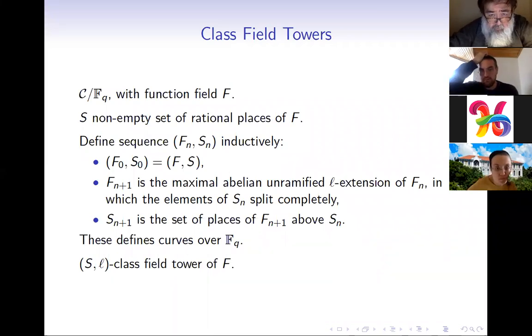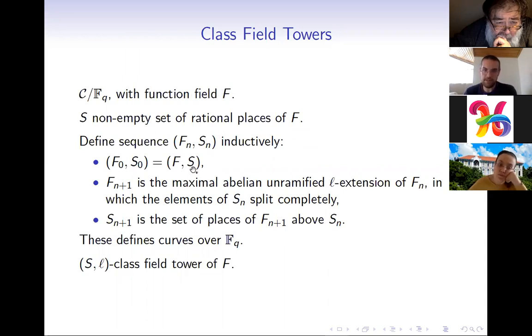I won't go too much into the details about class field towers, but let me just give you the main idea. Rather than looking at the curve, let me look at its corresponding function field. What you do is you start with a suitable function field and you specify a certain non-empty set of rational places of this function field. And then you inductively construct class field towers. You start with this tuple of a function field and a set of rational places, and then you form the maximal abelian unramified L extension of this function field, in which all the rational places in S split.